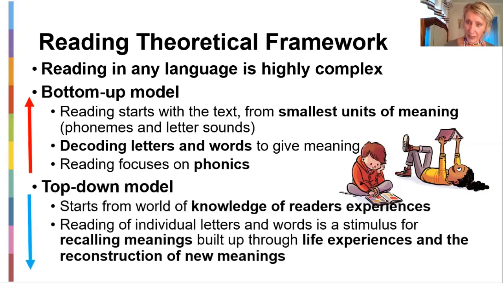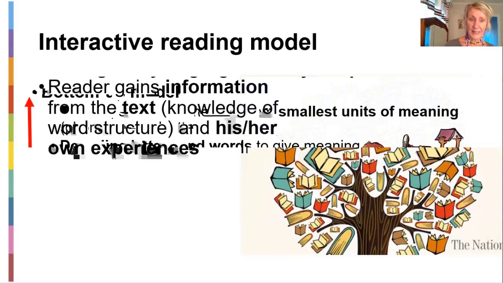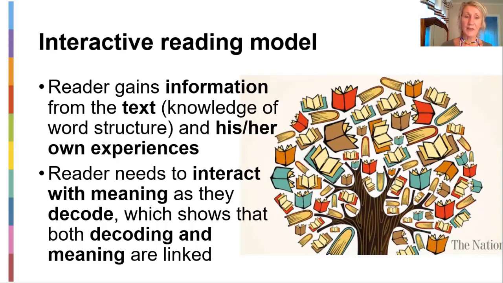Top down: you start with the knowledge that you have, and then you build meaning from that knowledge and experience, and you reconstruct meanings. But then they've also got the interactional model, which is maybe the better one, combining both of those, where you get information from the text as well as your own experiences. So you use both, text and experiences, and how they interact with that meaning to decode what you're reading and give you meaning. You've got information in your head, your knowledge, and information from the text, and you see how those two come together to give meaning to what you're reading about. And I think this is quite a stronger model for me.